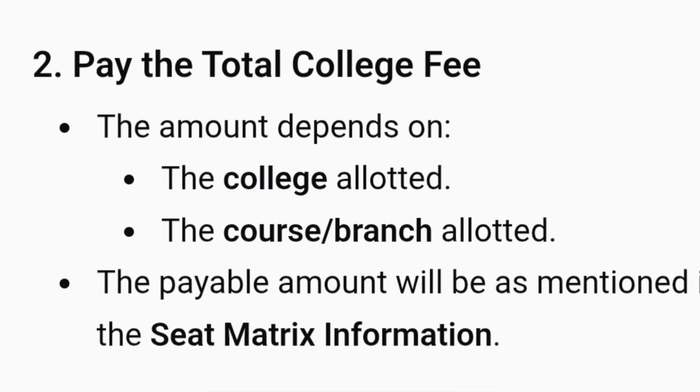What you have to pay is the total college fees, which will depend on the college you are allotted and the course branch you are allotted. The same will reflect in your Comedk portal, the exact amount you have to pay, and it is also mentioned in the seat matrix for the course and the branch you are allotted. You can check both the places.